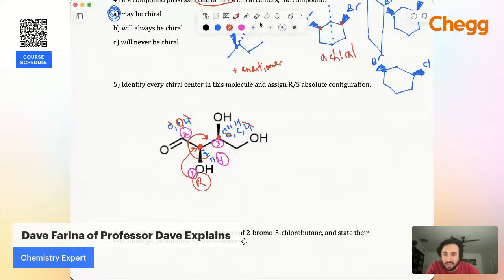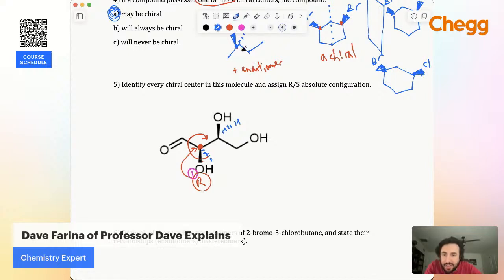Okay, let me just get rid of some of this so we have a little bit of room. Yeah, let's get rid of the priorities. That will make it a little easier to get this other one. Okay, so there's the implied hydrogen. Okay, now, so we assigned this one, it is R. Now let's do this direction.